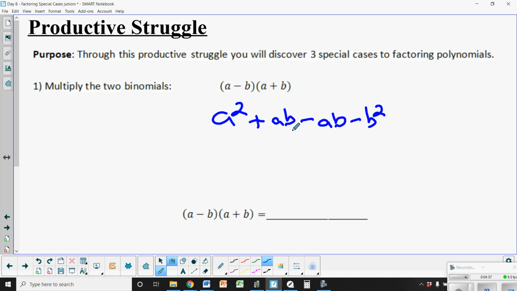So if we do some simplifying, notice that this part cancels out. So we really are just left with a squared minus b squared. So we can write on this line here, a squared minus b squared. All right, so let's look at our next one.